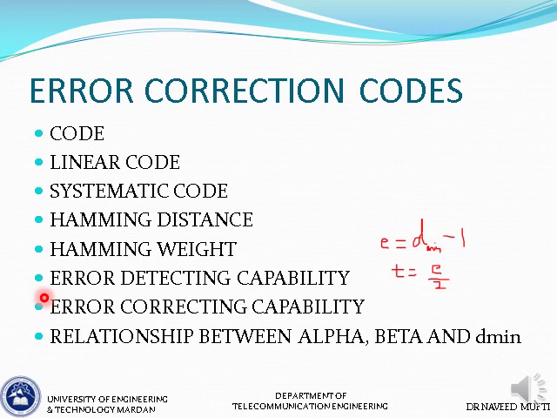So the target, while we are creating code words, usually one of the targets is to have the value of dmin as large as possible. And the bigger the value of dmin is, the more enhanced is the error detecting and error correcting capability of a code. So that is what you have to remember.